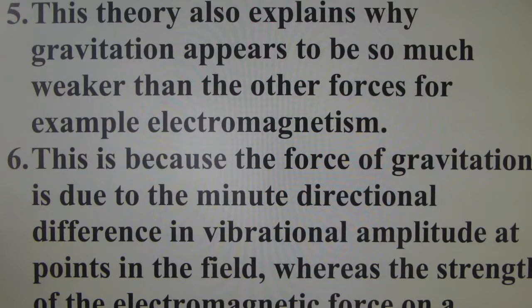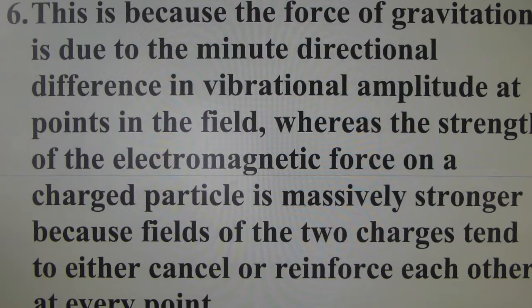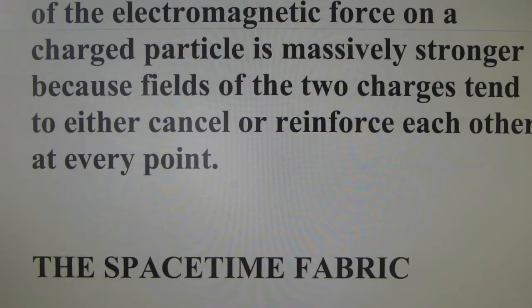This theory also explains why gravitation appears to be so much weaker than the other forces, for example, electromagnetism. This is because the force of gravitation is due to the minute directional difference in vibrational amplitude at points in the field, whereas the strength of the electromagnetic force on a charged particle is massively stronger because fields of the two charges tend to either completely cancel or reinforce each other at every point.